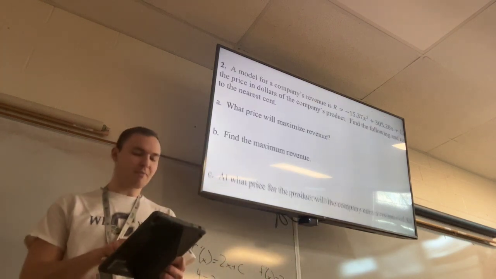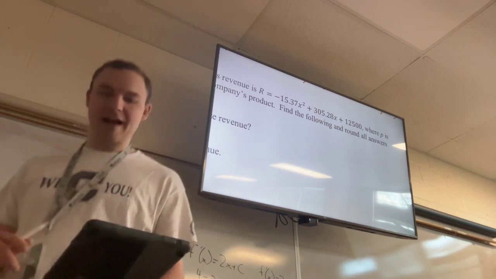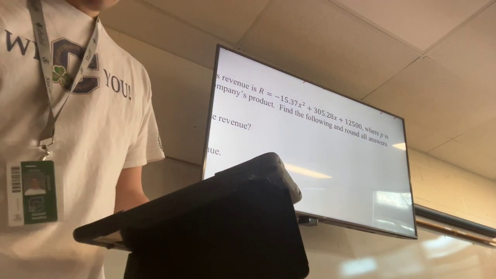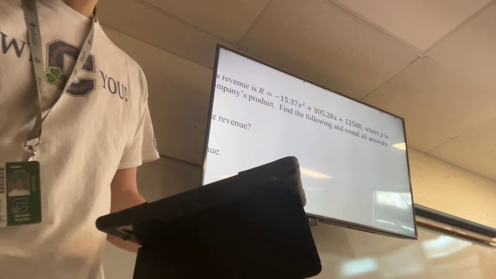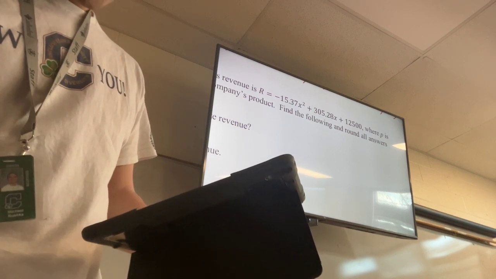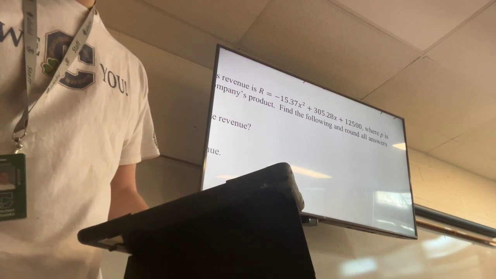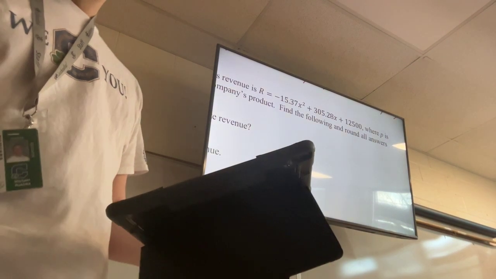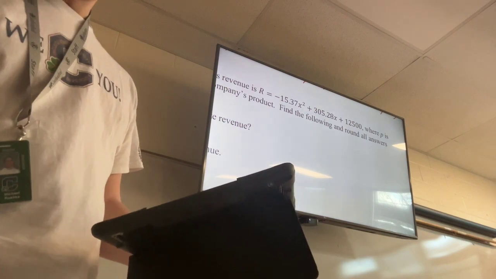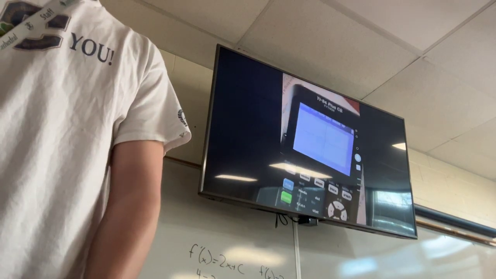All right, so what price will maximize the revenue? How do you guys think I do that problem? So I want to plug this equation into my calculator. So negative 15.37x squared plus 305.28x plus 12,500. Okay. I hit graph and I want to find the maximum, right? When you guys hit graph, what shows up?